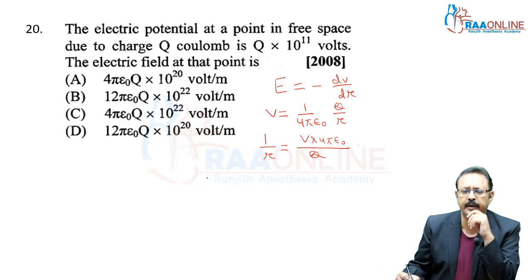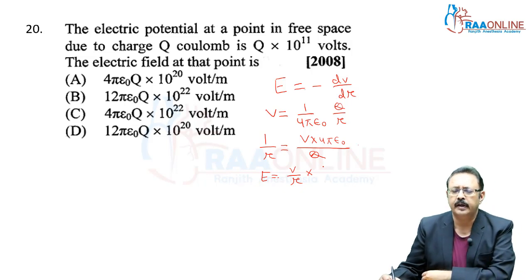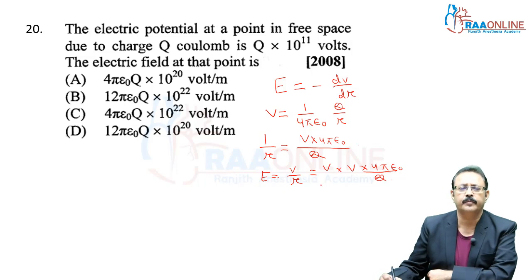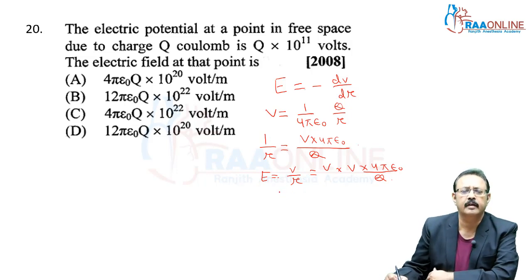Now I am putting in E. E is V by R, since dV by dr means dimensionally V by R. So what is V? What is 1 by R? 1 by R means V into 4 pi epsilon naught by Q. We are getting this, so E is V square into 4 pi epsilon naught by Q.